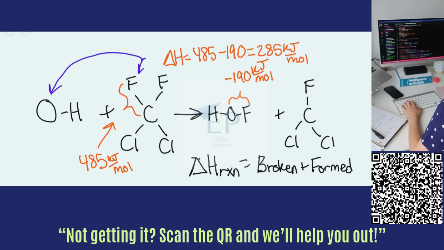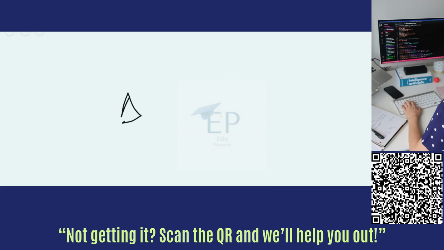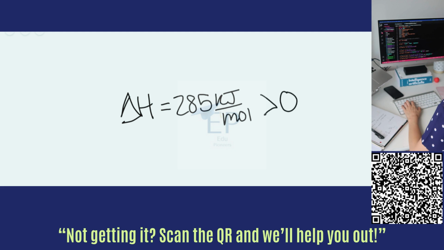Now I'm going to start a new page, and we're going to look at this. Since we found that delta H is 285 kilojoules per mole, this means that it's greater than 0. Since delta H is greater than 0, you can think of this as gaining energy or gaining heat. This means endothermic.